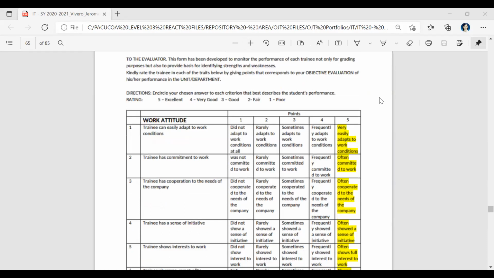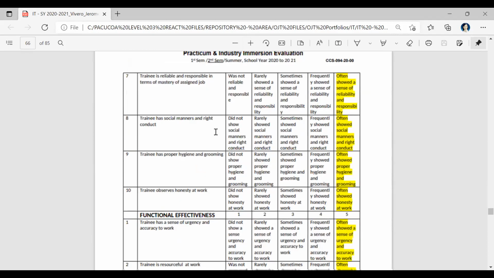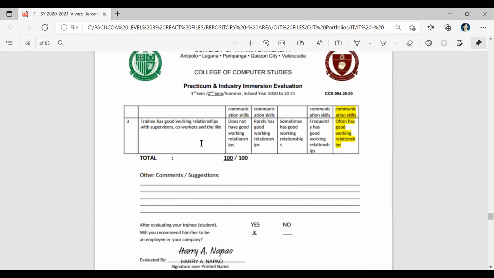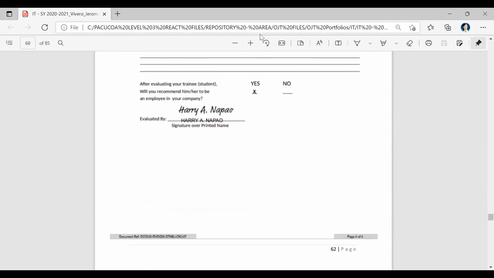There will be the different criteria, like the work attitude, the functional effectiveness, the interpersonal skills, and then that will be summed up. So there's the score, and the company representative will also indicate if you were being recommended as an employee to their company or not. Okay? And then, of course, there's the signature to make that valid.